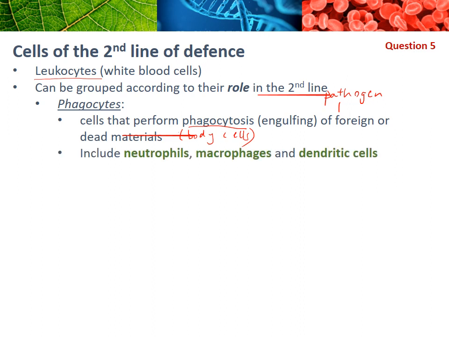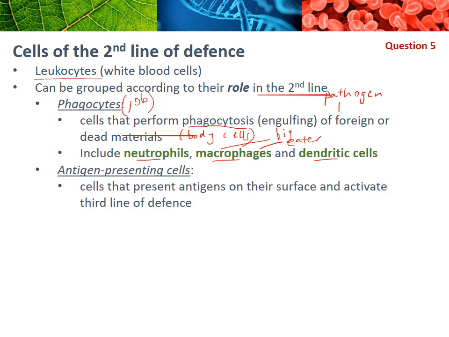Okay, the specific cells that are phagocytes, so remember the phagocyte bit, that's their job, that's their role, and these are the actual names of the types of cells. So neutrophils, macrophages, and dendritic cells are all types of phagocyte. Macrophage literally means macro is big, so big eater. They're just really big cells that eat up foreign or dead materials.